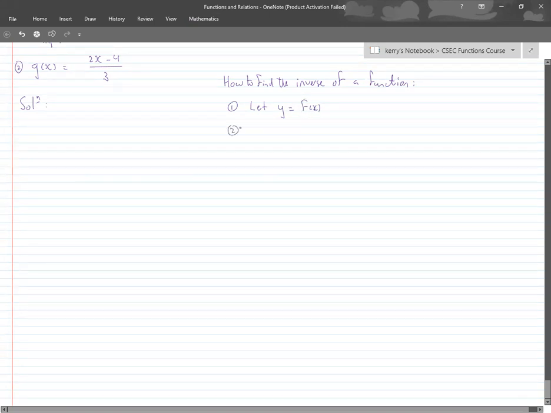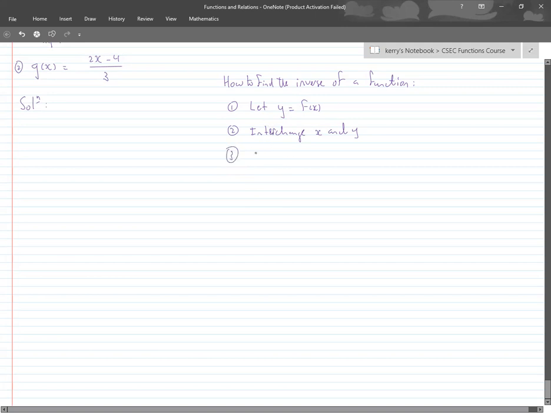The second step is interchange x and y. Now again, what this means is wherever you have y, change it to x. Wherever you have x, you change it to y. If you have two y's in the equation, you change them to two x's. If you have two x's in the equation, you change them to two y's.